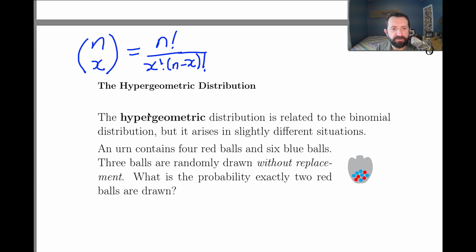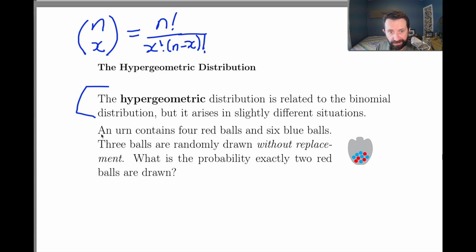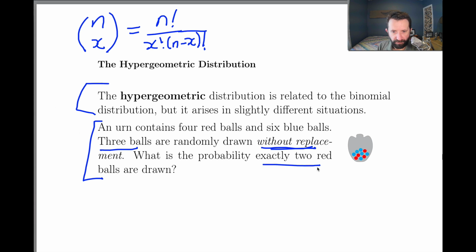Okay, on to the hypergeometric here. Hypergeometric is very strongly related to the binomial distribution. It arises in a slightly different setting. Let's look at a simple example before looking at the formulaic approach. We have a classic hypergeometric scenario where we've got an urn with 4 red balls and 6 blue balls, and we're drawing 3 balls without replacement. It's going to be fundamental to this. And we want to know the probability there's exactly 2 red balls drawn.